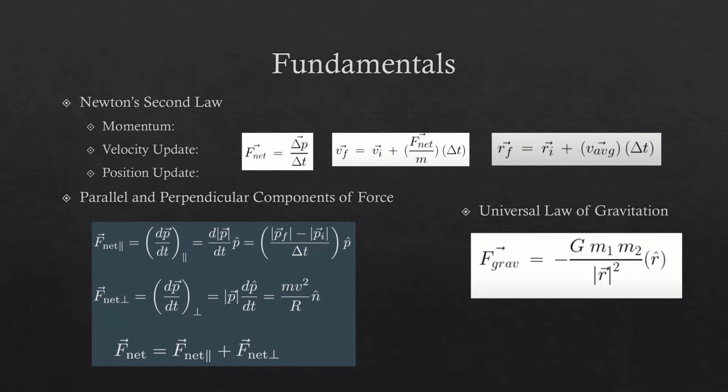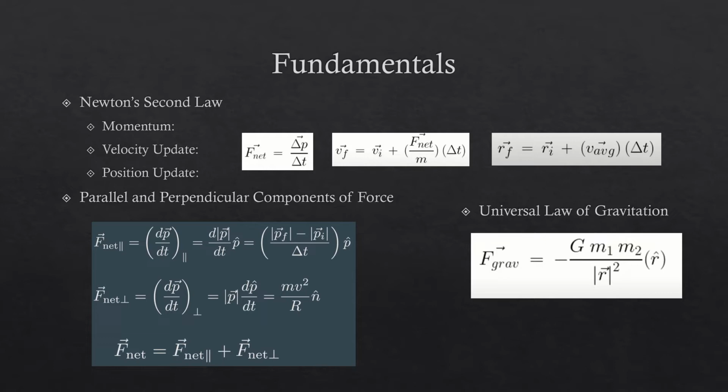As for the fundamentals, we have Newton's second law, which in this case is momentum. FNet is reformatted so that we can use change in momentum over change in time, and this is useful because with these values we can plug FNet into the velocity update and position update used in the second lab. We also use the parallel and perpendicular components of force. In this case, they're used to find the order-of-magnitude values to see how large these forces are when you get close to the black hole in the star system in part one of the lab.